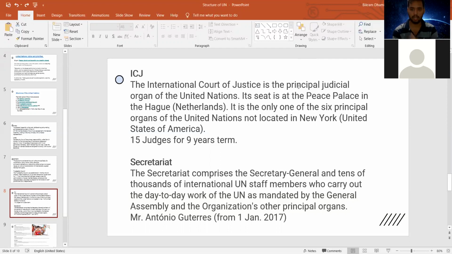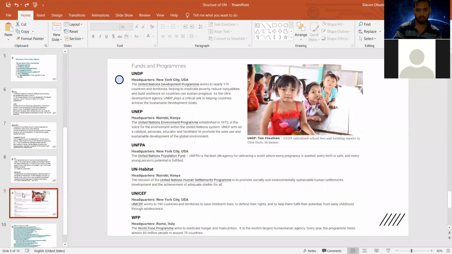The present Secretary General of the United Nations is Antonio Guterres, whose tenure began on January 1, 2017, and the United Nations Secretary General has a term of 5 years. So we will move to the next slide.